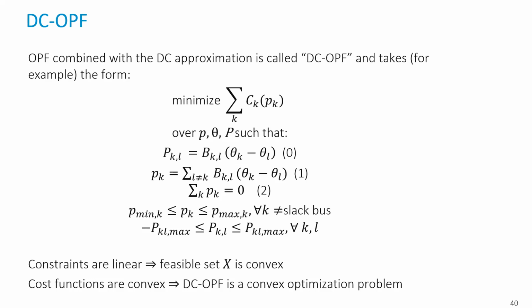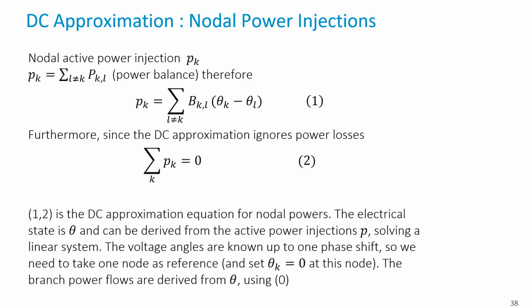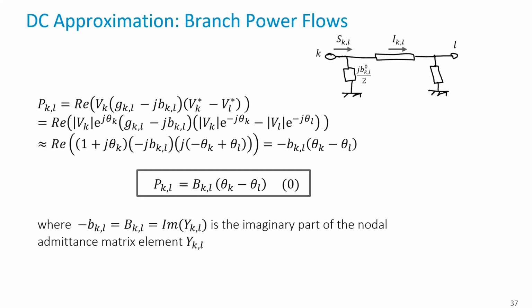There's a question. Why do you take minus BKL? Well, because this is what the DC approximation gives, right? It gives minus BKL here when you do all the maths. BKL is typically negative, so minus BKL will typically be positive.